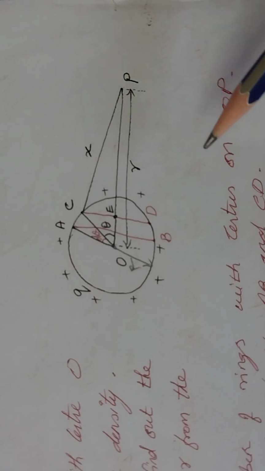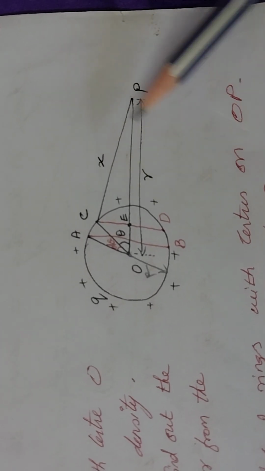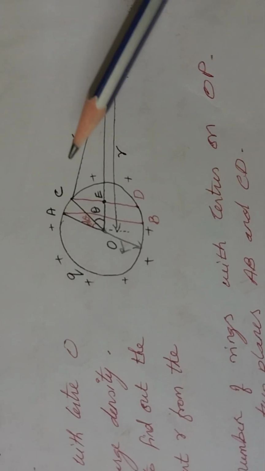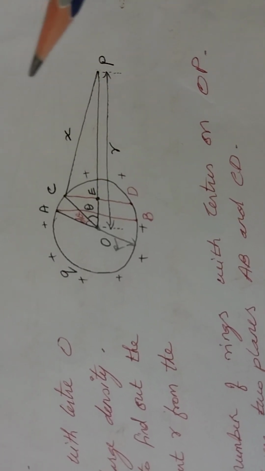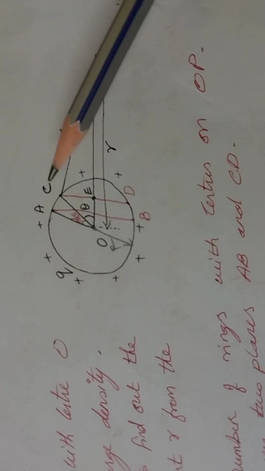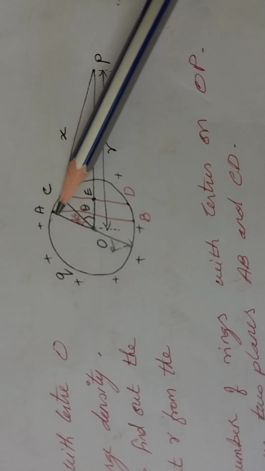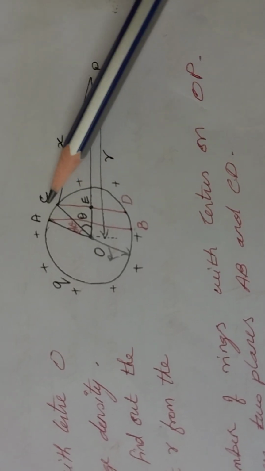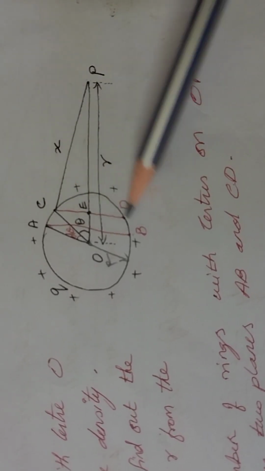Now what we are going to do is divide the spherical shell into a number of rings with centers on OP. Consider one such ring A, B, C, D. So this is point A, this is point B, this is C and D. These four we consider as one such spherical ring.